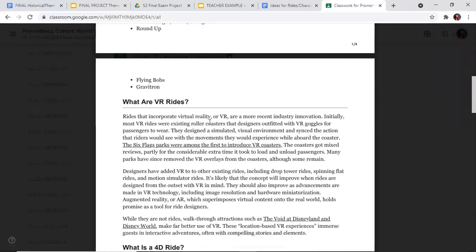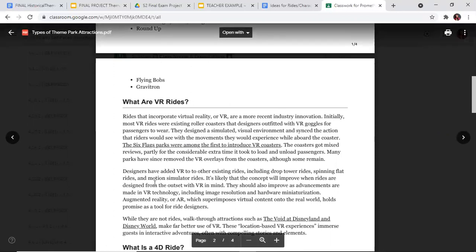Rides that incorporate virtual reality are a more recent industry innovation. Initially, most VR rides were existing roller coasters that designers then outfitted with VR headsets for passengers to wear. Designers have added VR to other existing rides, including drop tower rides, spinning flat rides, and motion simulator rides.